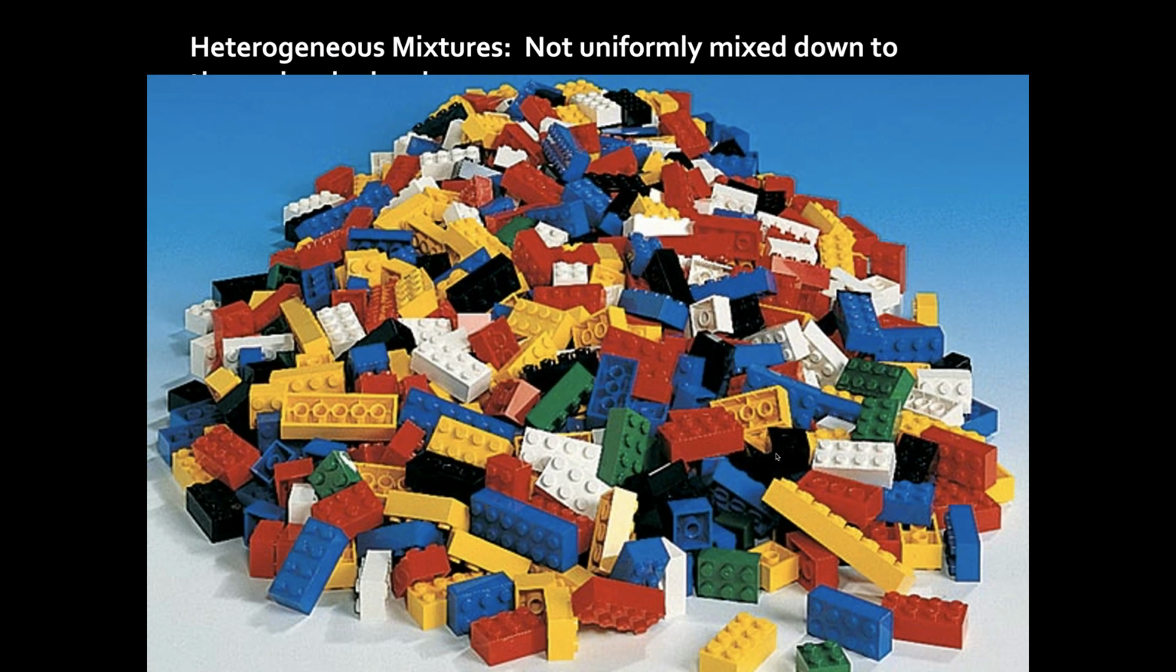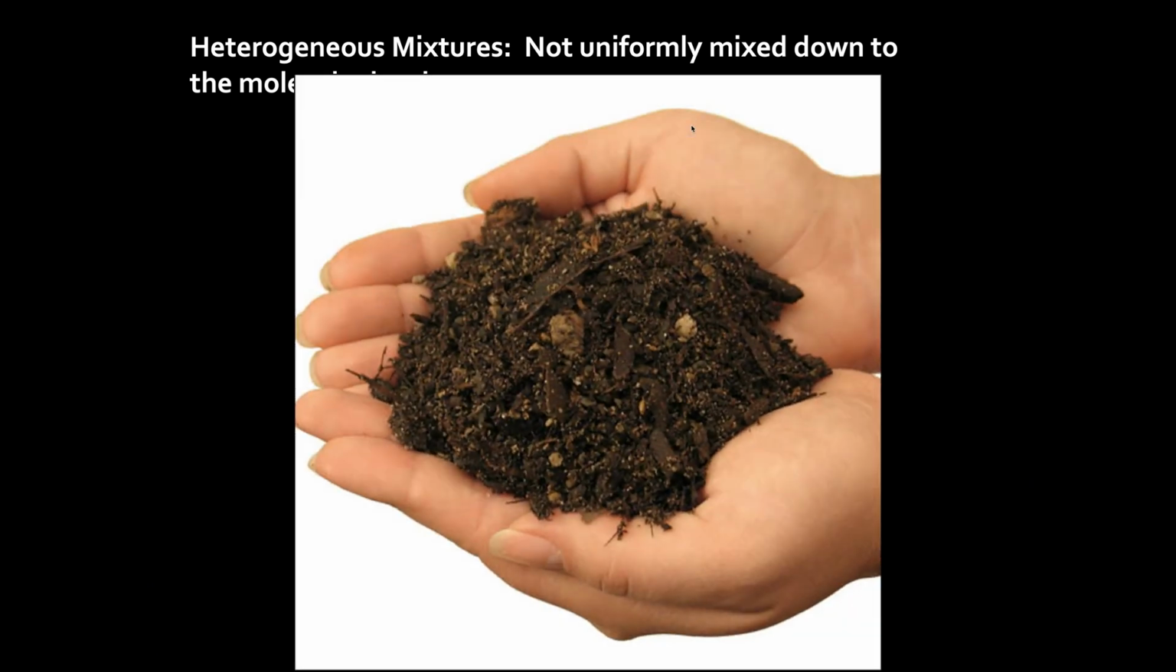Heterogeneous mixtures are not uniformly mixed down to the molecular level. Like I said before, a pile of Legos. If you take a sample from over here and compare it with a sample over here, you're not going to get identical compositions. That is heterogeneous. So, a pile of dirt is heterogeneous.